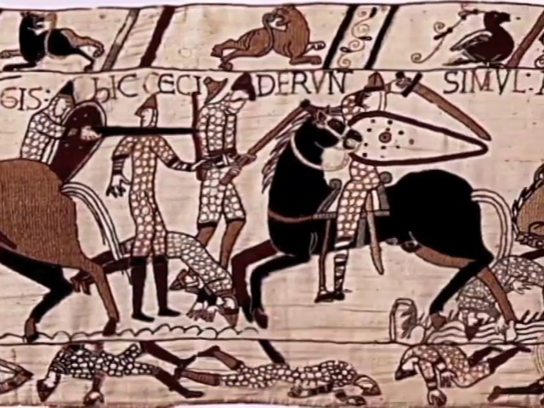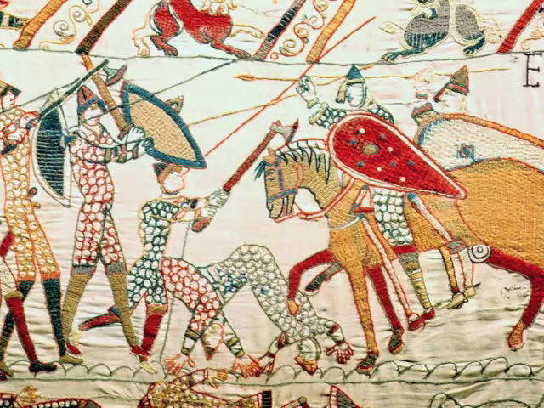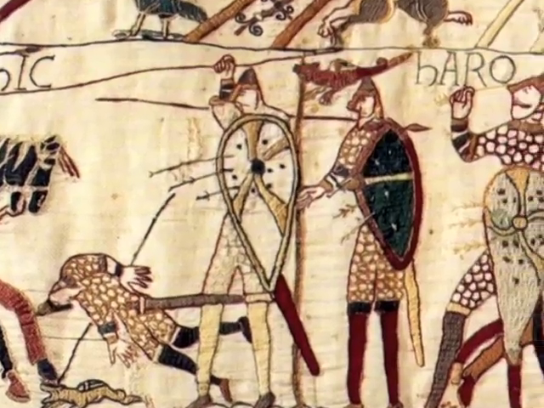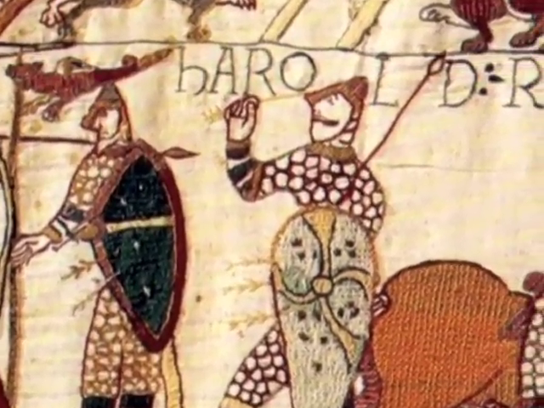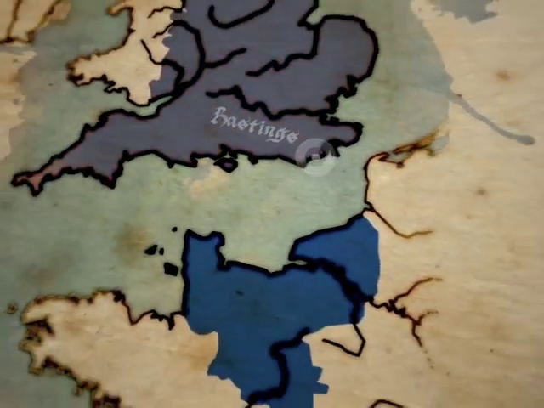However, the English army was no match for the skilled warriors and horsemen of the Norman army. After a full day of battle, the English were forced to retreat when Harold was shot in the eye with an arrow, thus ending his reign as king. After the battle, William took the throne and began to rule over his people.